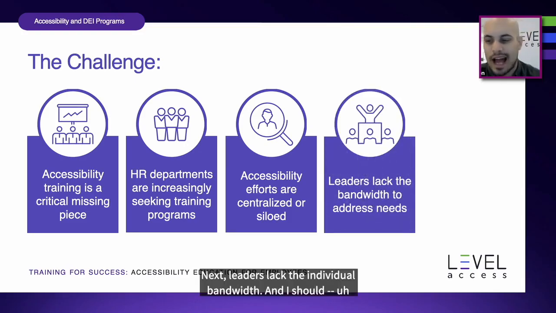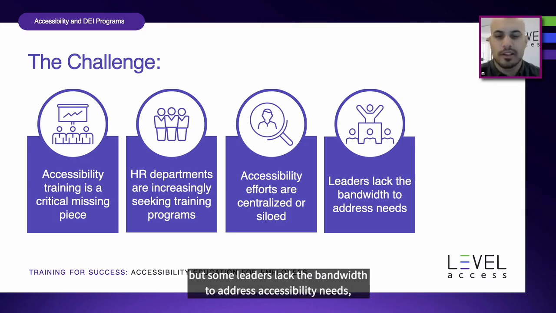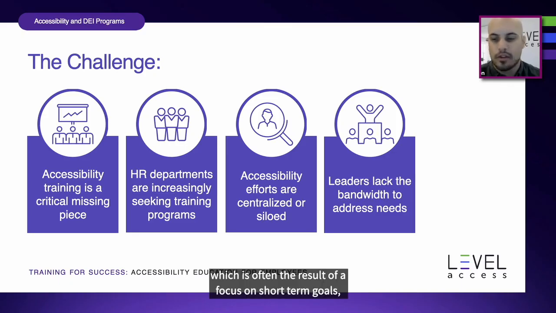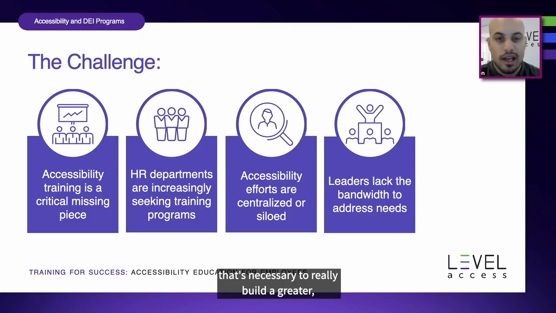Next, leaders lack the individual bandwidth, and I should paraphrase this by saying many leaders, not all leaders, but some leaders lack the bandwidth to address accessibility needs, which is often the result of a focus on short-term goals, or a focus on compliance, or like we said, a focus on an individual team's learning and not the cross-functional learning that's necessary to really build a greater level of education across multiple teams.